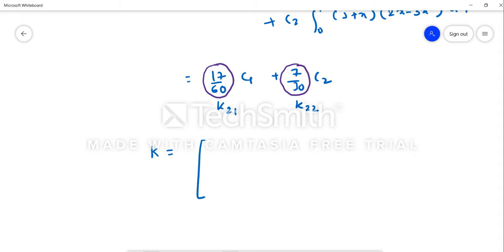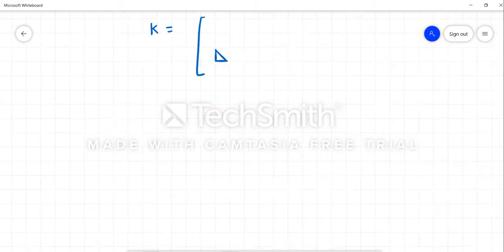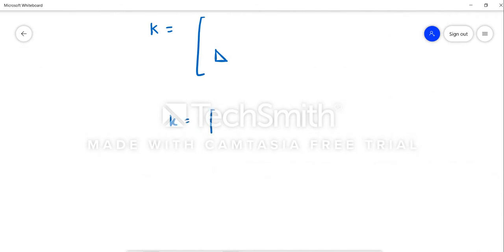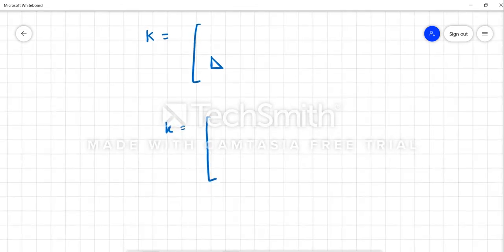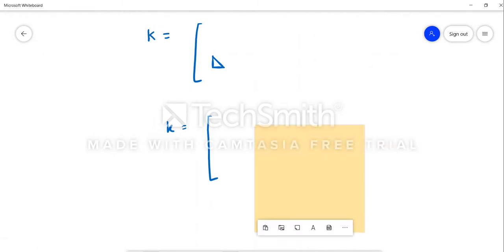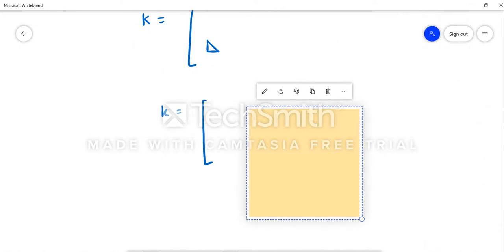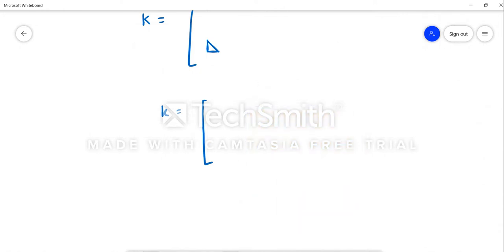Wait a minute, I have tried it again. Some automatic function is there, so I face some difficulty sometimes. Okay, so this is 17 over 60, this is 7 over 30, this is 1 by 2, and this is 17 over 60. So this is a symmetric matrix. This K matrix is always a symmetric matrix.